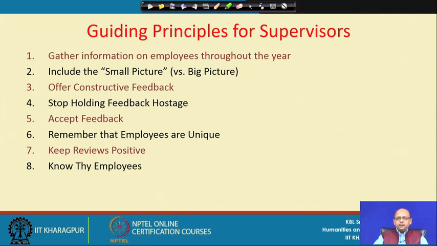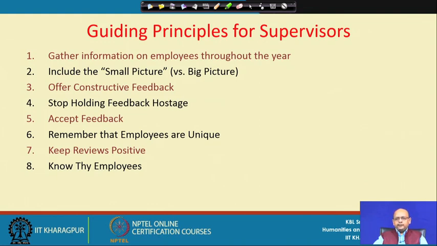Okay. Include the small picture. Show them, okay, these are the things that you have done, but you show them the big picture. It means that, okay, this is what has been done, this is what you should have done, but this is what you have done, right. So, they are able to relate it. Similarly, they are able to visualize the big thing. Okay. This is how they have been able to do it in a better way, right.